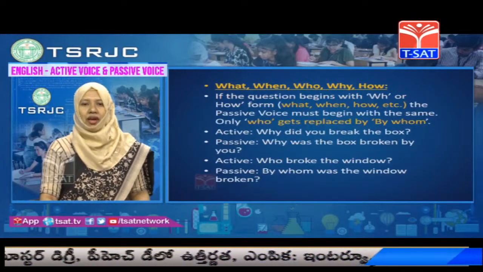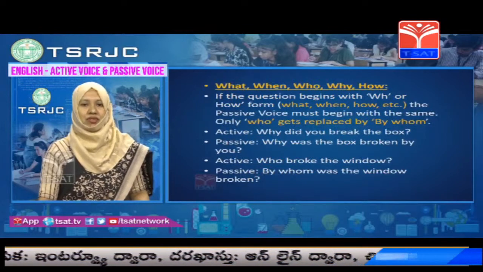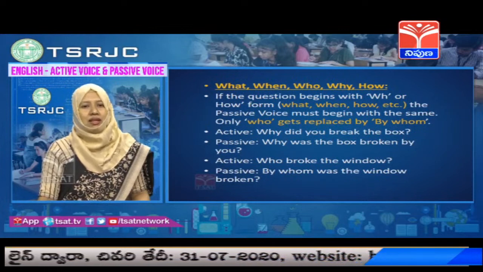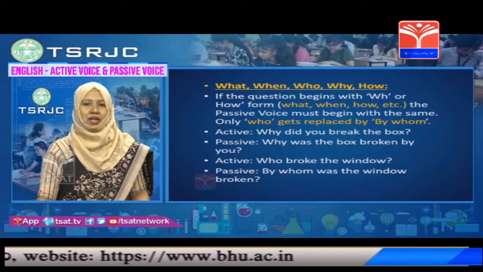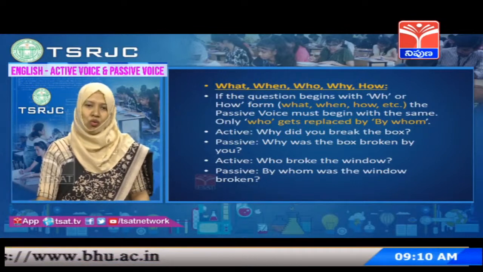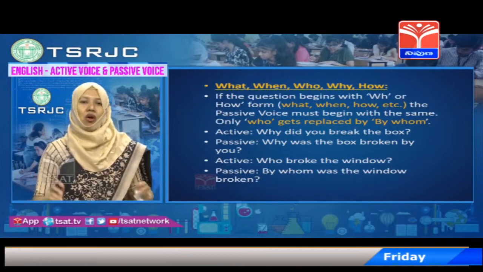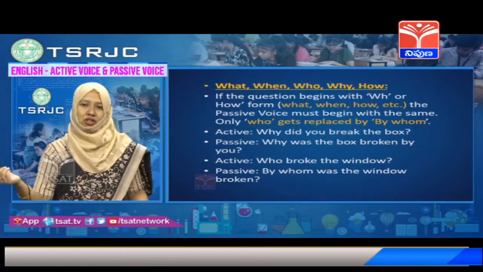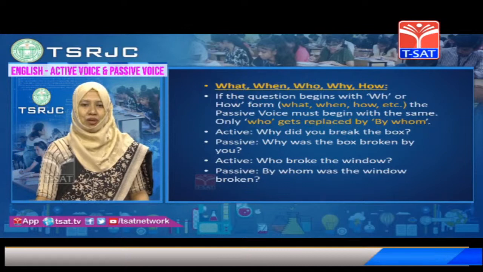Now, if we have what, when, who, why, how, WH words, if the question begins with a WH word or how, then the passive voice must begin with the same, only in the exceptional case who gets replaced by whom. All the words what, when, how all remain the same except if there is the word who in the sentence, it will change to by whom. So, let me explain this with an example.